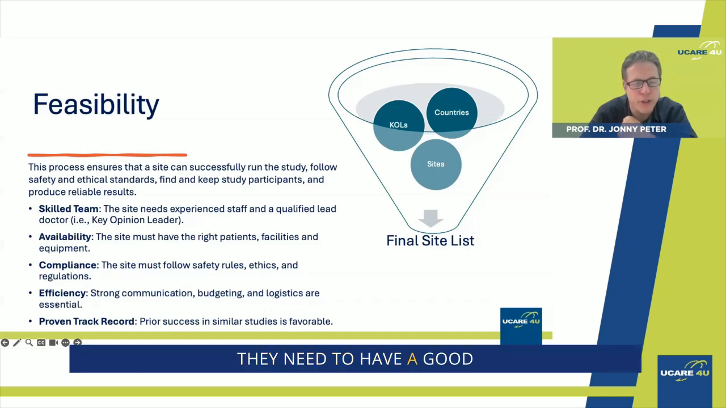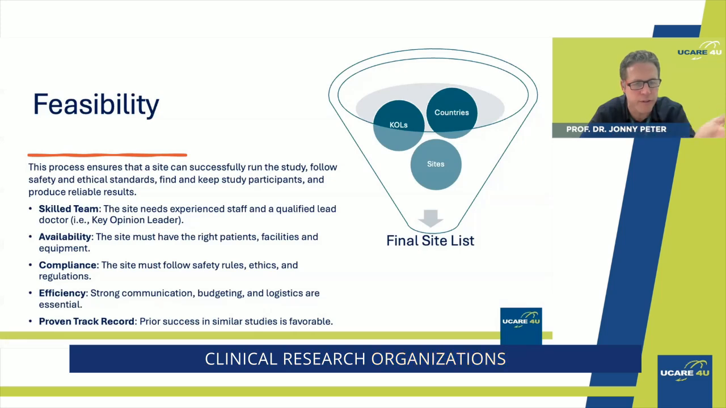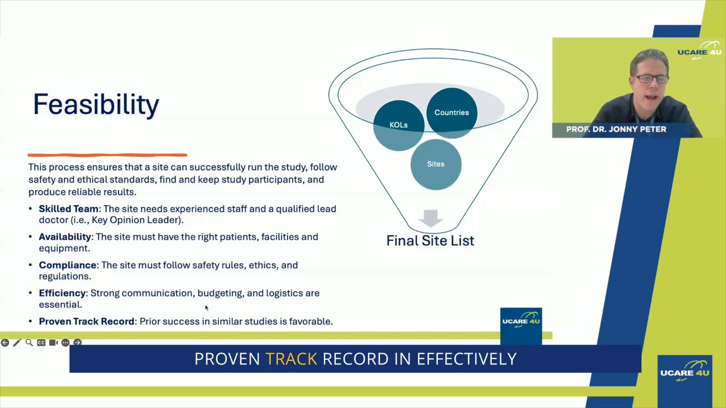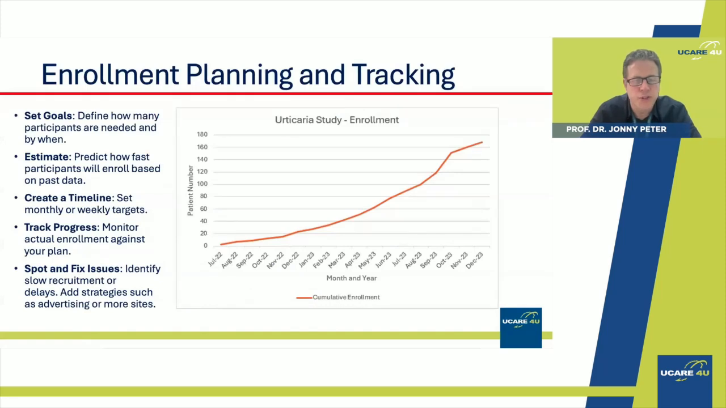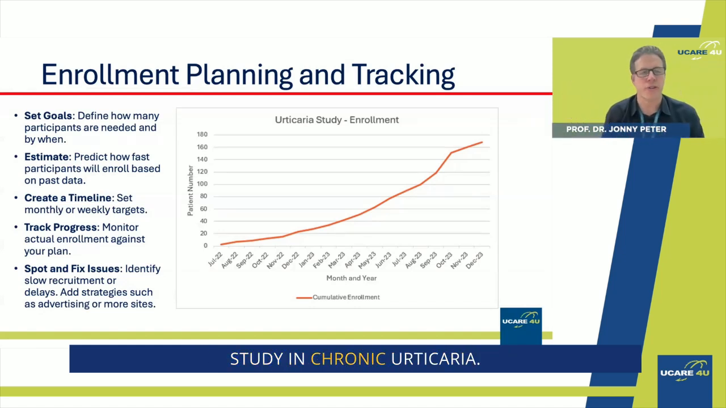They need to have a good administrative support and backup to be able to communicate with the clinical research organizations and the sponsor, to be able to deal with logistics of multiple vendors, and also to be able to deal with budgeting. And most of the time, what this means is that sites that are selected usually have some kind of proven track record in effectively conducting clinical research. So now you have your study, you've got your investigational product. This is going to be a phase 3 study in chronic urticaria.